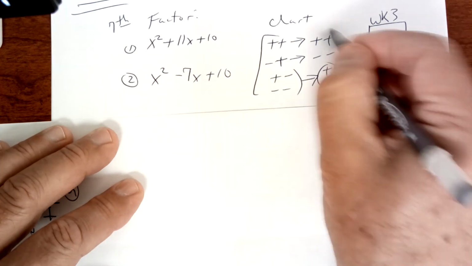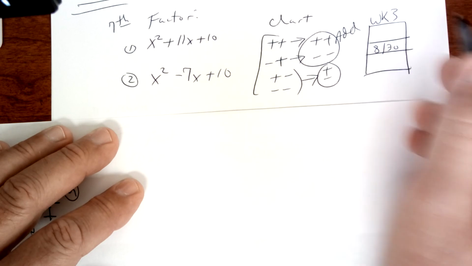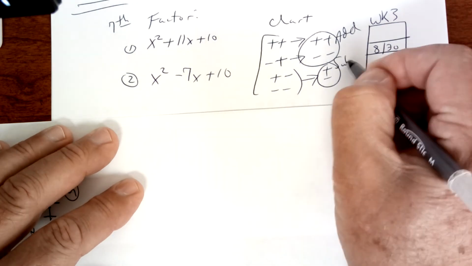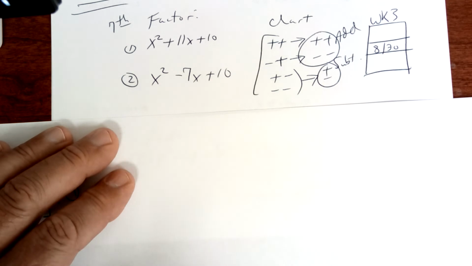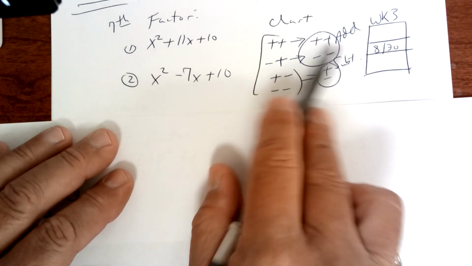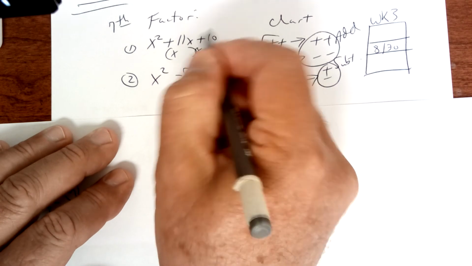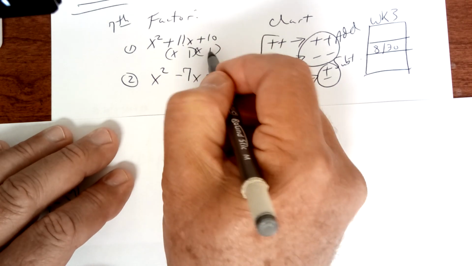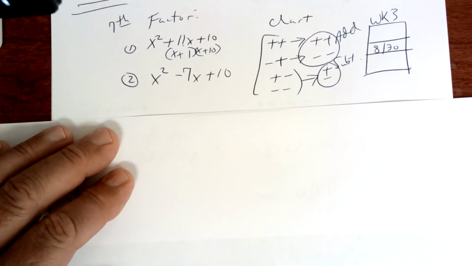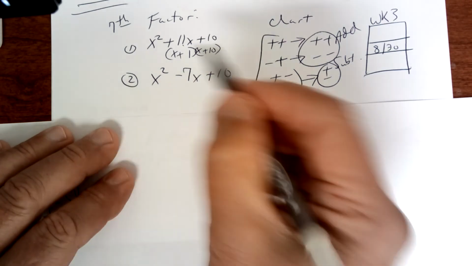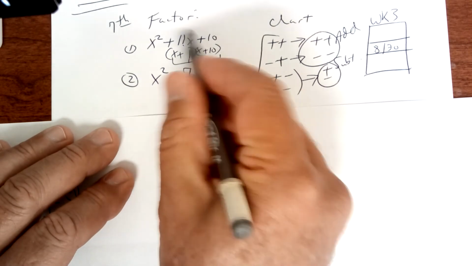These you have to add to get the middle term. These you have to subtract to get the middle term. Both of these are pluses, so that's going to be 2 pluses, and you're going to be adding. And the only thing that's going to add to give you 11 is 1 times 10. And that one should be finished. Always check the outer and the inner. Make sure you get the middle term.